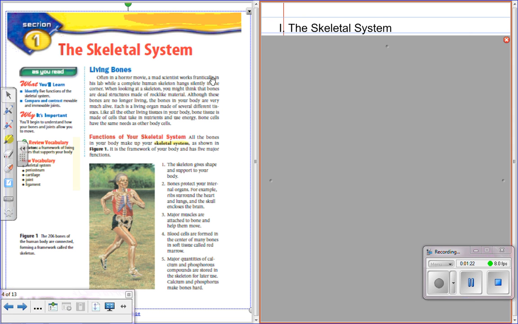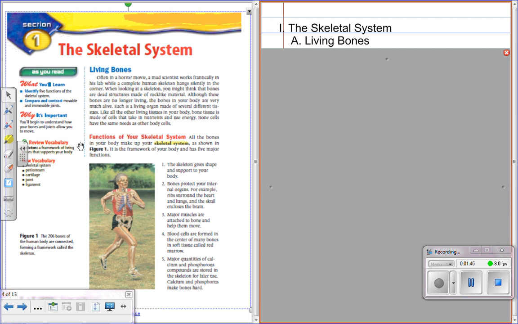Okay, so this paragraph is our introductory paragraph. It talks about how bones are alive. We're not going to need to write anything down except for our heading, A, living bones. What are the functions of our skeletal system? We should know at least 3 of these, but there's actually 5 we're going to need to keep up with.